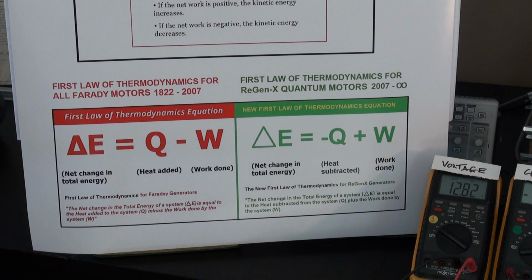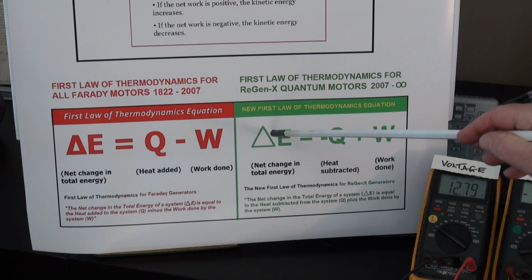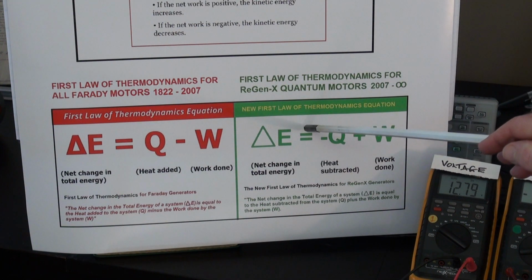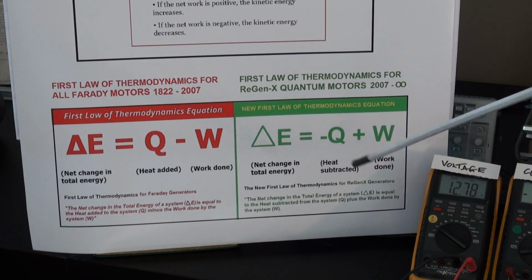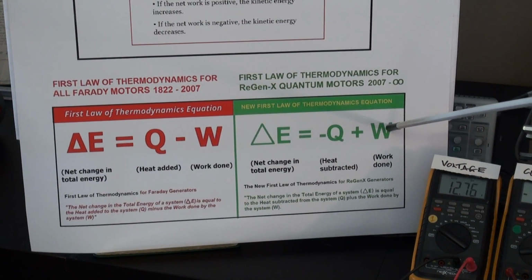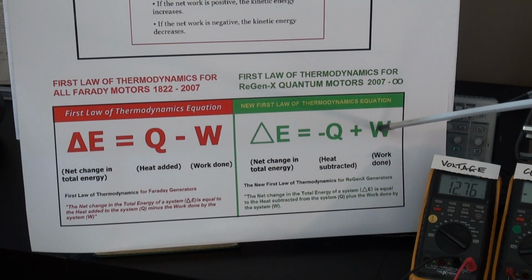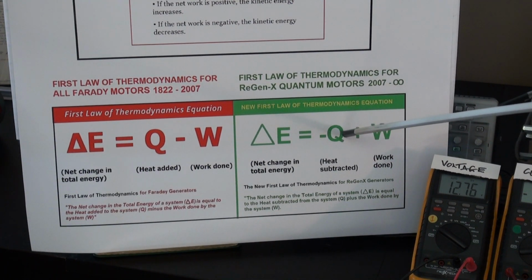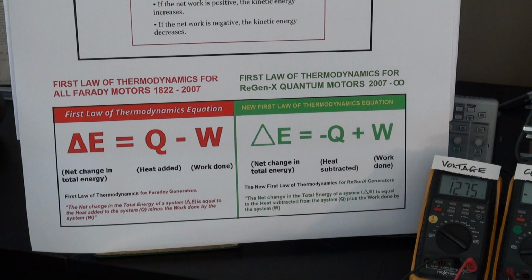And in the ReGen-X Quantum Motor or ReGen-X supercharger that would go into an internal combustion engine or an EV, what it says is the total change in energy is equal to the heat subtracted from the system. That's where we saw the input to the prime mover going down, plus the work that's being performed. So that means that the more work we perform, the less input energy is required by the system, and the less heat is produced.